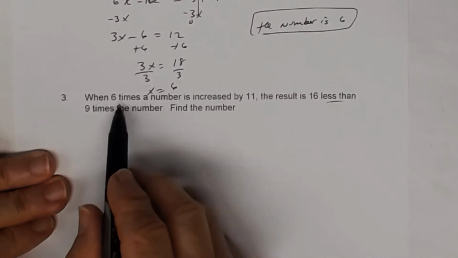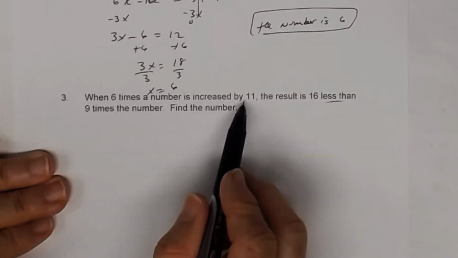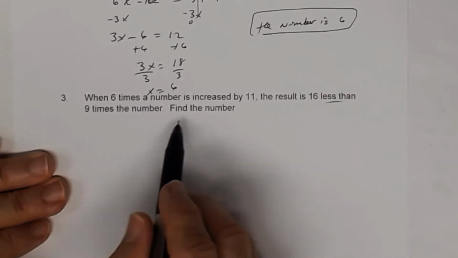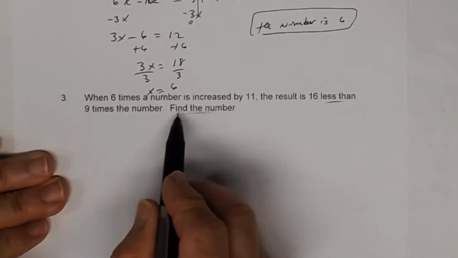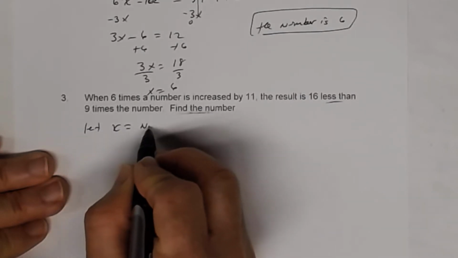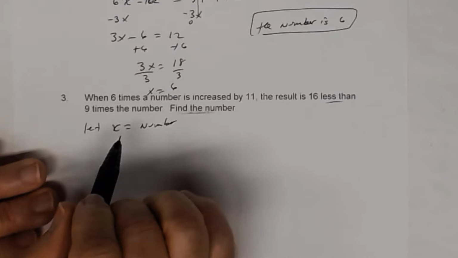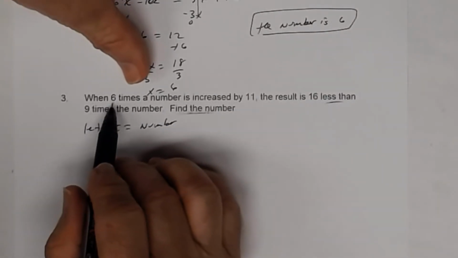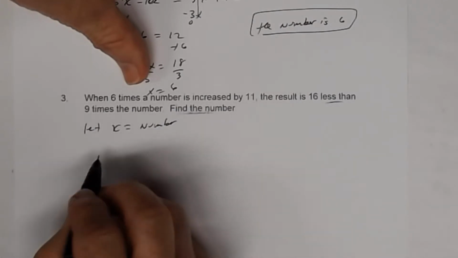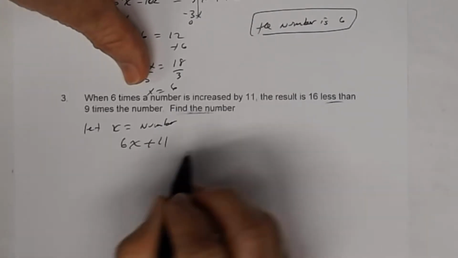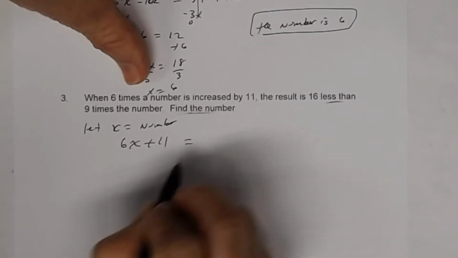So again, when 6 times a number is increased by 11, the result is 16 less than 9 times the number. You want to find the number. So again, let's go ahead and let x equal that number. So let x equal the number. Now let's write our expression. The expression on the left side. So 6 times a number is increased by 11. So that means 6x plus 11. So that part's easy. The result is, so that's equal.